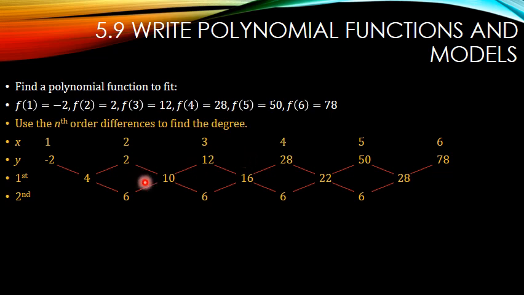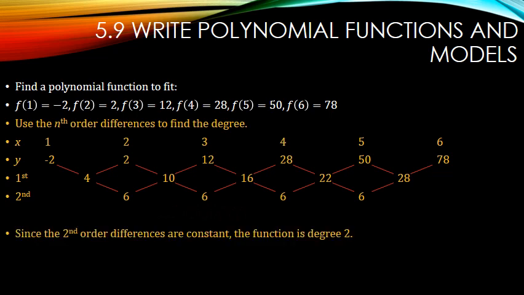So now we have 10 minus 4 is 6. 16 minus 10 is 6. 22 minus 16 is 6. 28 minus 22 is 6. Notice they're all the same. Since the second order differences are constant, the function is degree 2.